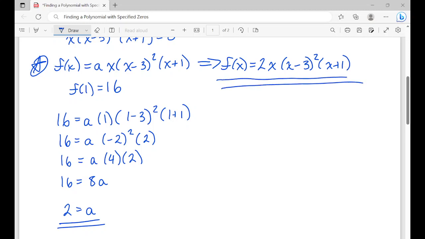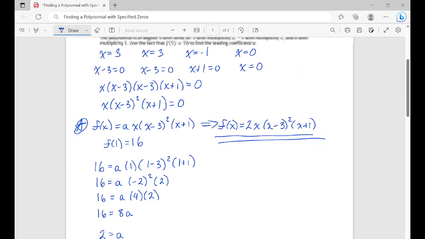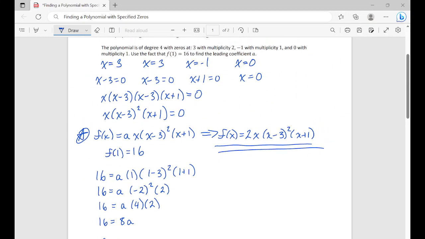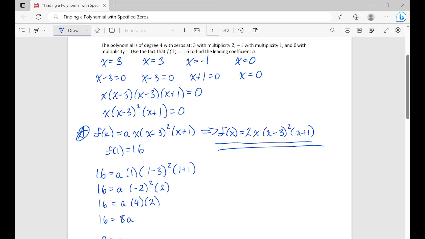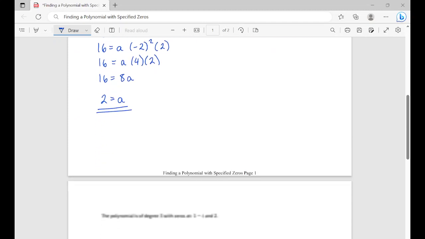And this would be the polynomial that fits the conditions of this question here, with the zeros given and the fact that it gives me some more information so I can find out what a is.